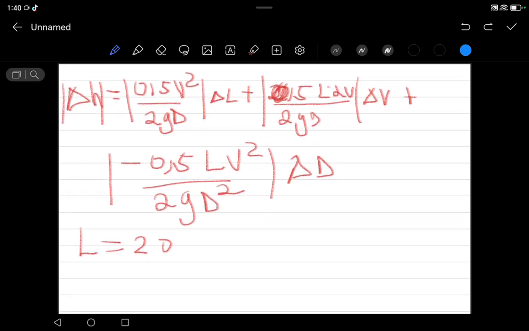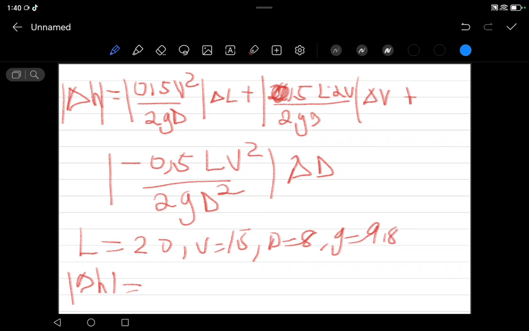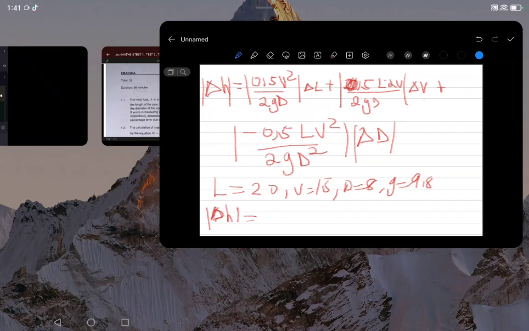So from here, you're going to substitute your values, and then you get your answer for the change in h. L was 20, V was 15, d was 8, and g was 9.8. We also have the change in L, change in V, and change in d. You just substitute and get the absolute error of h. Okay? We were doing this test 1.